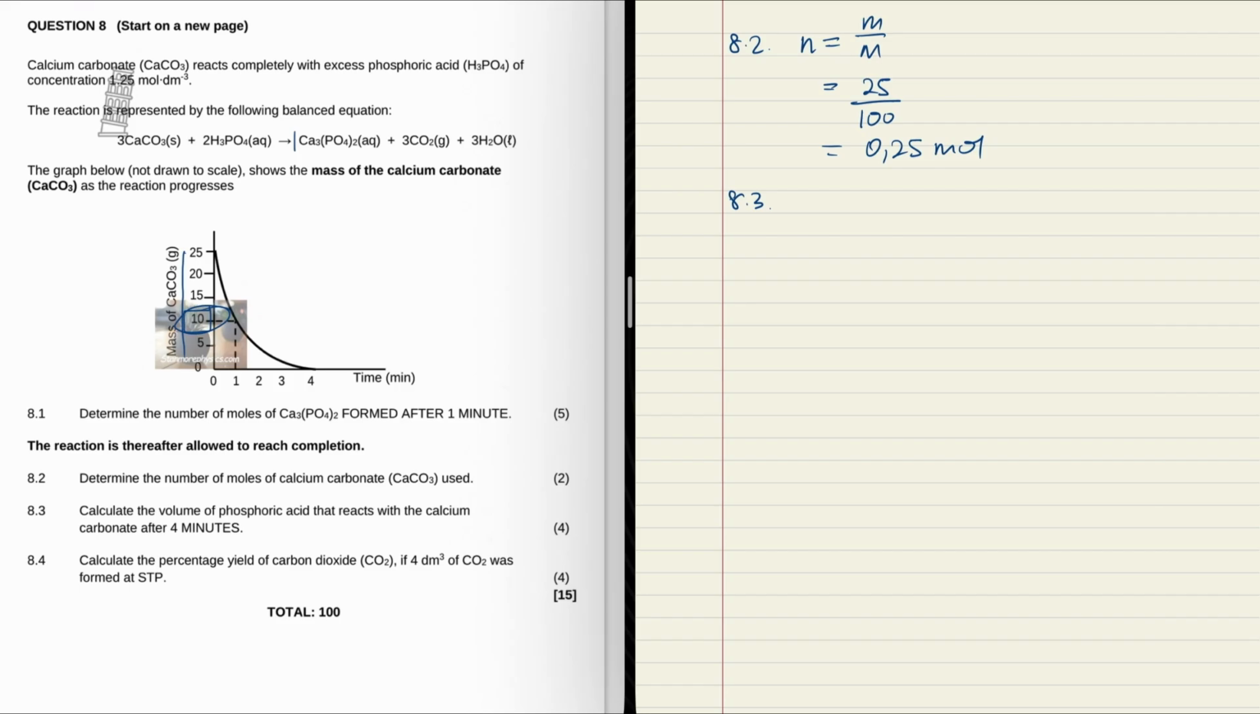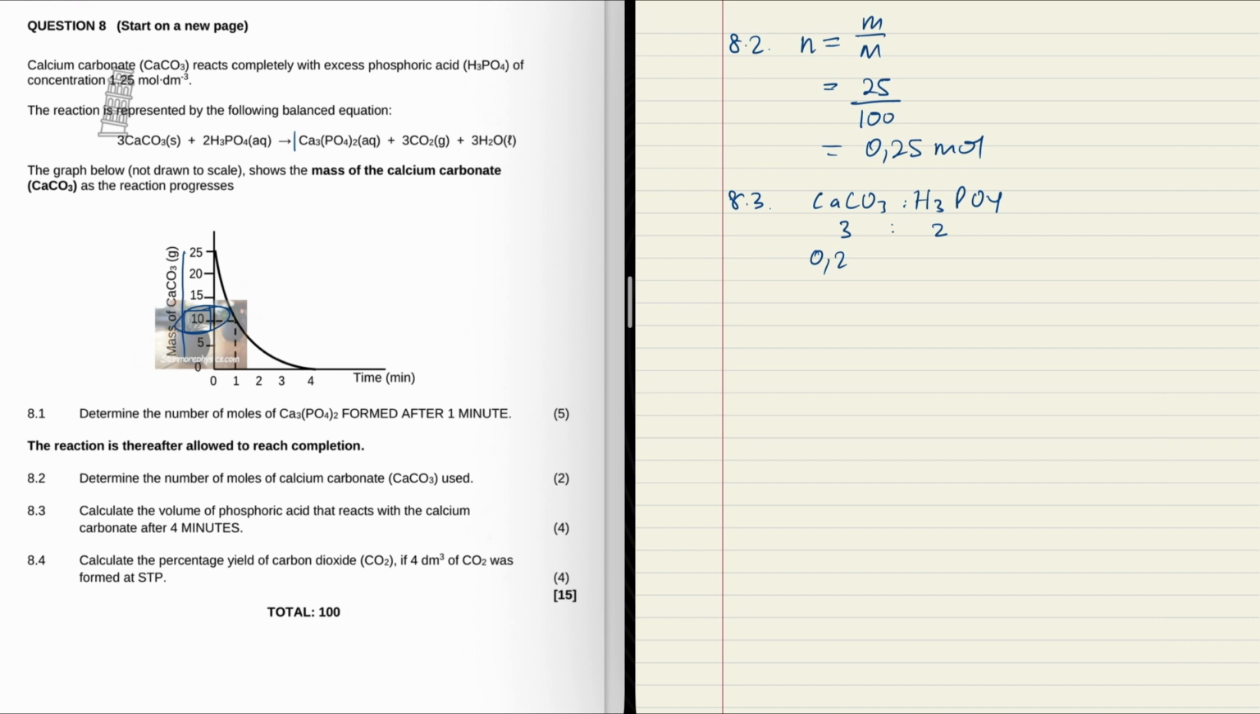Question 8.3, calculate the volume of phosphoric acid that reacts with the calcium carbonate after 4 minutes. So it means that at the end of the reaction. So we'll do a ratio here. So CaCO3 to phosphoric acid, H3PO4. From the reaction, the ratio is 3 to 2.